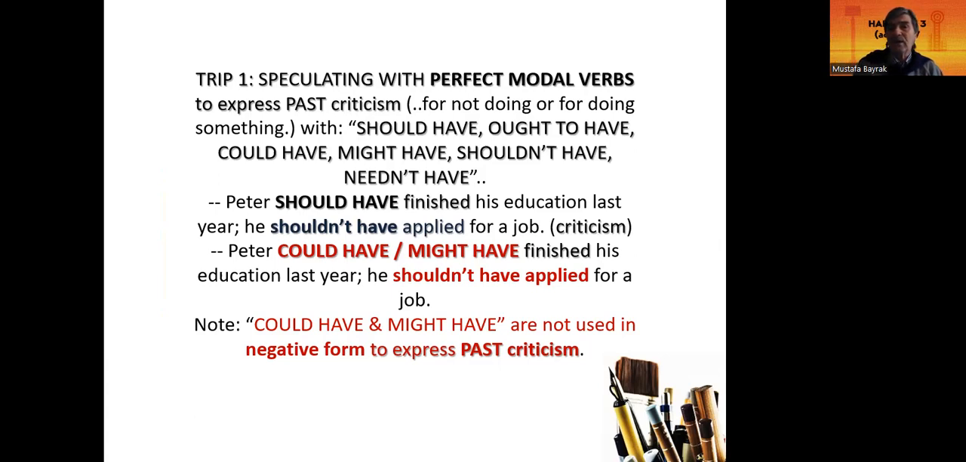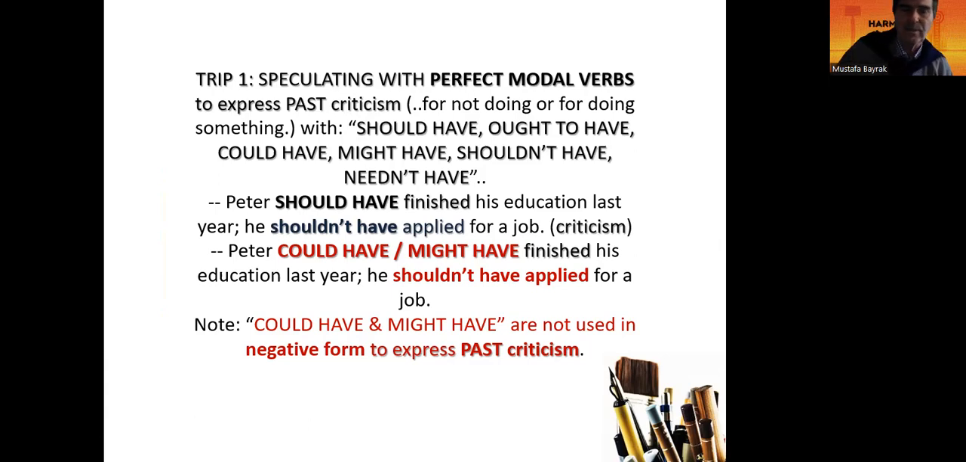He shouldn't have applied for a job. Attention, we don't use the negative form of could and might for criticism. We only use the negative form of should as shouldn't. There is a note here. Note: could have and might have are not used in negative form to express past criticism. Peter could have finished his education last year.